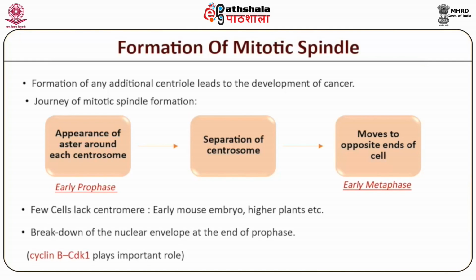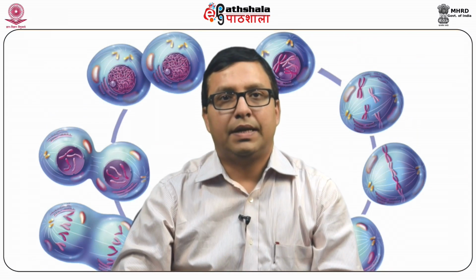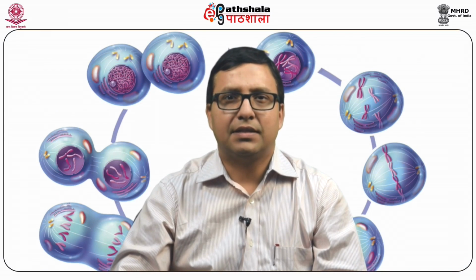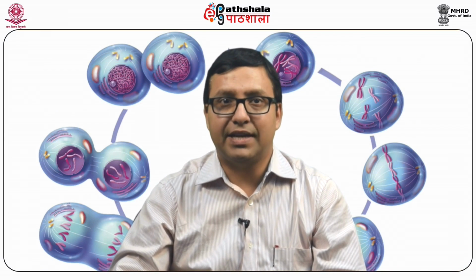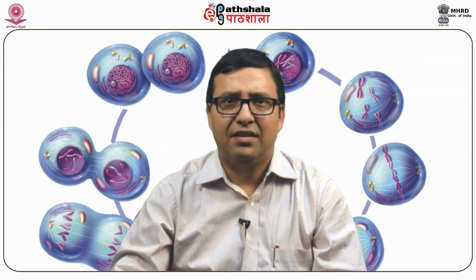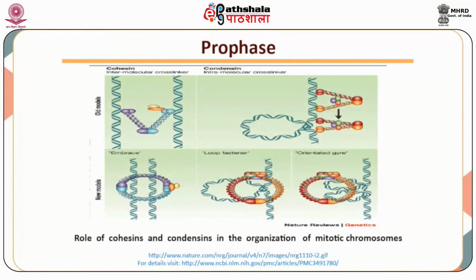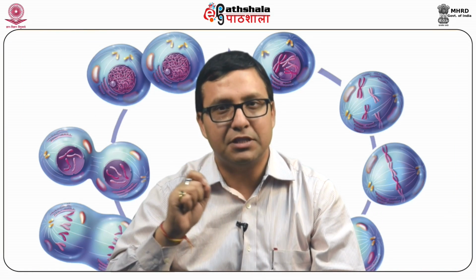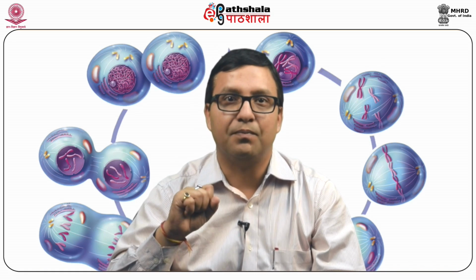Cyclin B, that is CDK1, plays an important role in breakdown of the nuclear envelope at the end of prophase. Now, let's quickly glance at all the events that take place during prophase. You can see in the prophase diagram also, DNA in the form of chromatin condenses to form chromosomes and becomes visible under a light microscope.